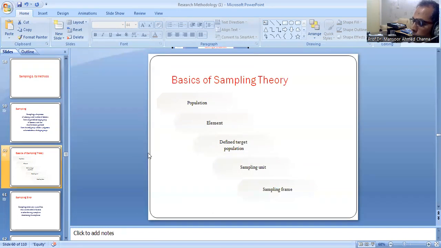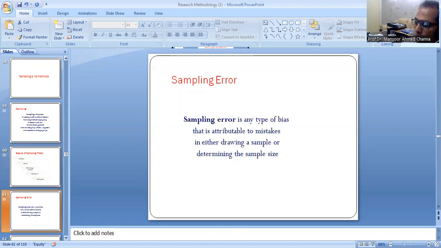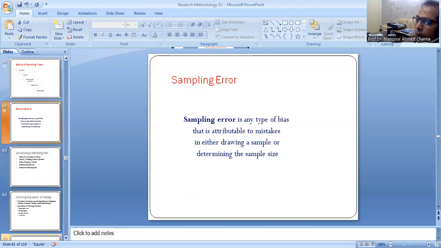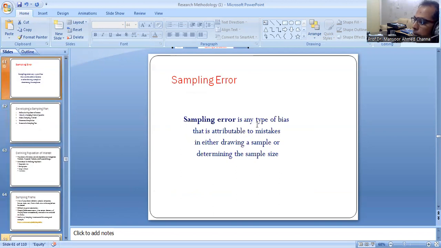Basics of sampling theory. Sampling theory includes population or element, defined target population, sampling unit, sampling frame. Now, sampling error. What is sampling error? Sampling error is any type of bias that is attributable to mistakes in either drawing a sample or determining the sample size.